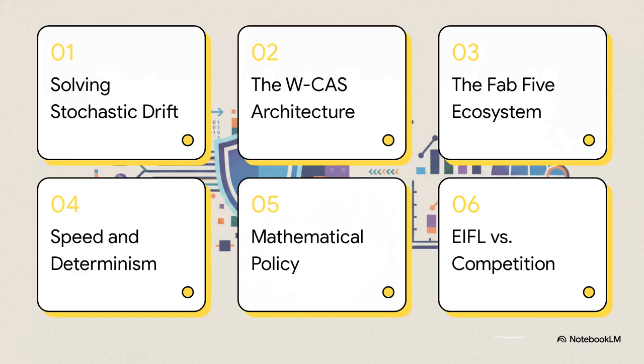So let's dive in. Here is our quick roadmap for today's explainer. We'll start with solving AI stochastic drift, look at the WCAS architecture, meet the Fab 5 ecosystem, discuss balancing speed and determinism, dig into mathematical policy, and finally, look at EFL versus the competition.